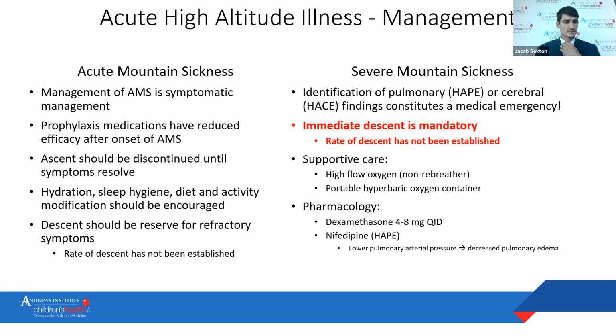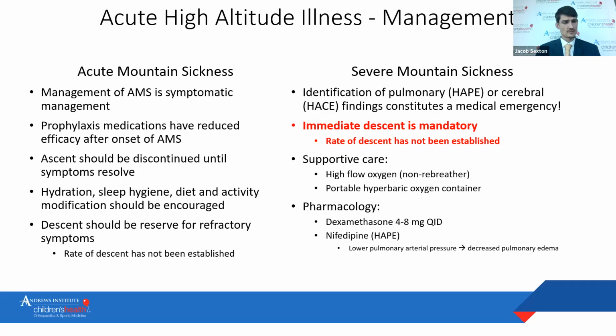For severe mountain sickness, so your HAPE and your HACE, this constitutes a medical emergency. There's no pass go, there's no collect $200. The first treatment and the first thing you should do is begin immediate descent. There is not an established rate of descent, but at that point in time, I would try to get them as low as safely possible in the quickest fashion, where I can get them access to EMS services. Because typically, if there's evidence of pulmonary edema or cerebral edema, advanced care is warranted in order to prevent subsequent cardiac arrest and pulmonary arrest from HAPE or herniation from HACE.